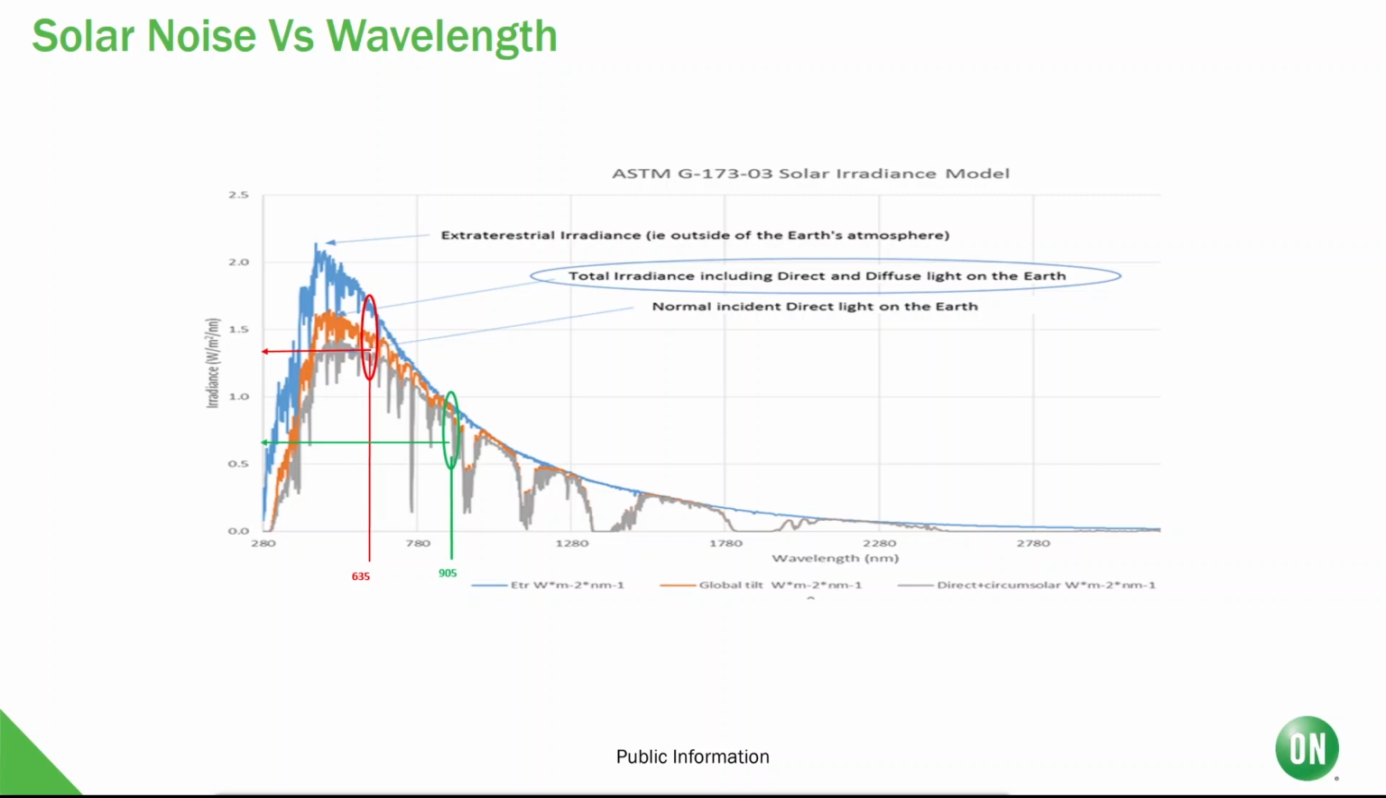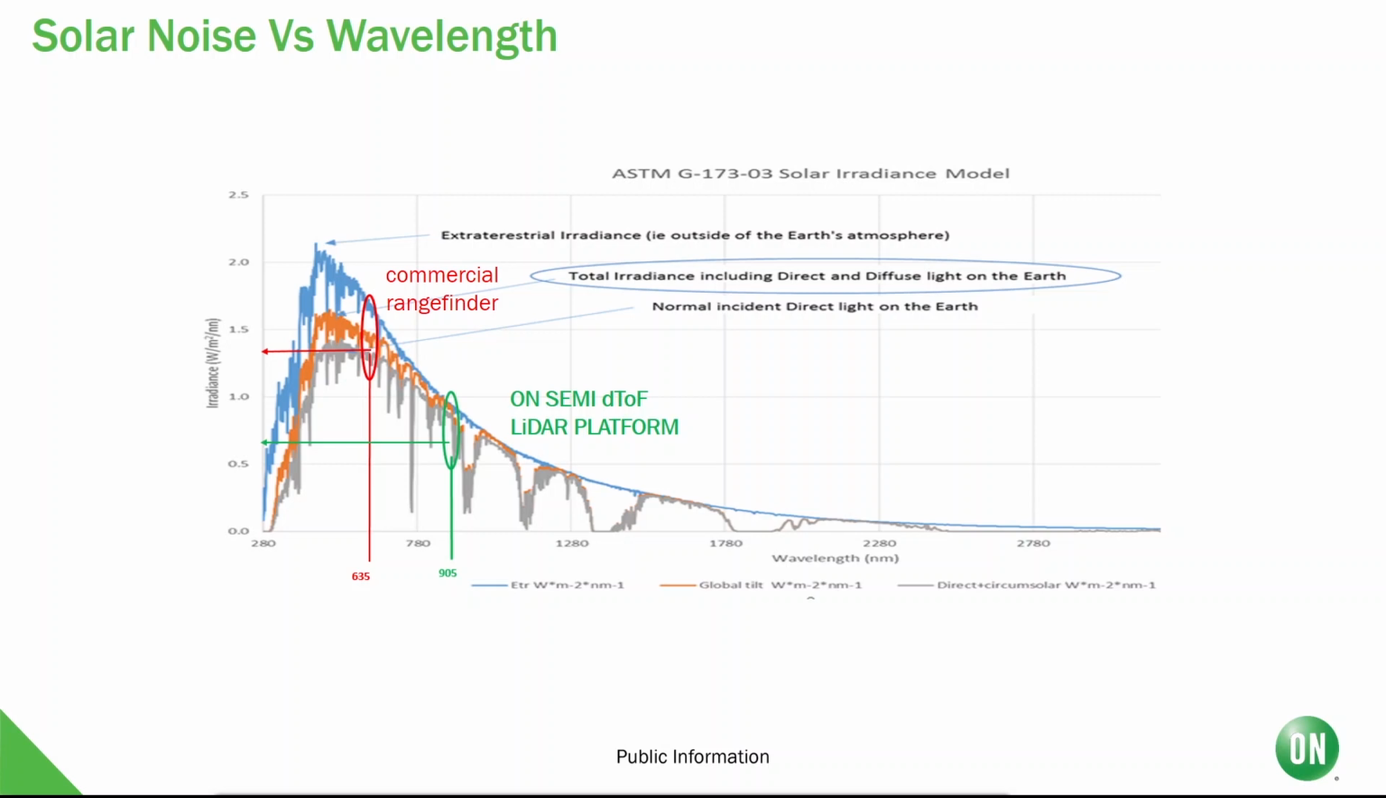Taking that ASTM solar irradiance model in a little more detail here, we see solar irradiance is plotted on the y-axis. The orange curve is the one of interest here because this is the total irradiance experienced at sea level. If we compare the impact of solar noise on two systems, one a commercially available rangefinder in the visible 635 nanometer wavelength, the second the ON Semiconductor SiPM direct time of flight rangefinder platform, we see that the solar noise reduces by about a half when we move to the 905 nanometer wavelength.